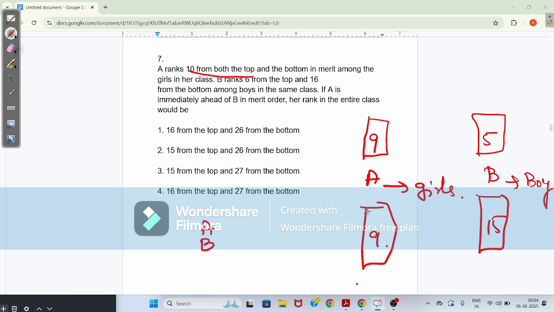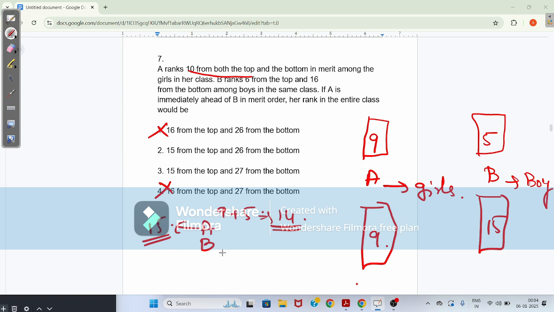Now, what is the rank of A from the top? 9 plus 5 gives the value 14. So 14 members are before A, which means the rank of A is 15 here. Here 16 has been given, so this statement is wrong.